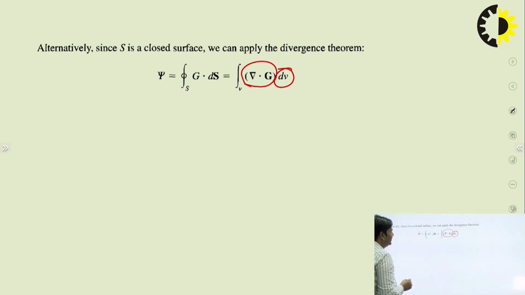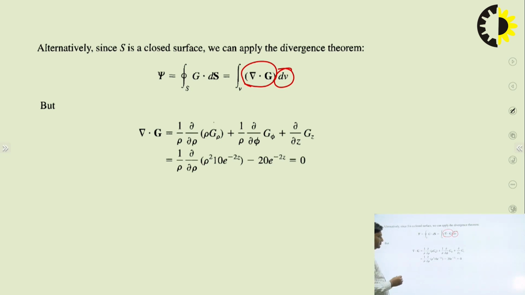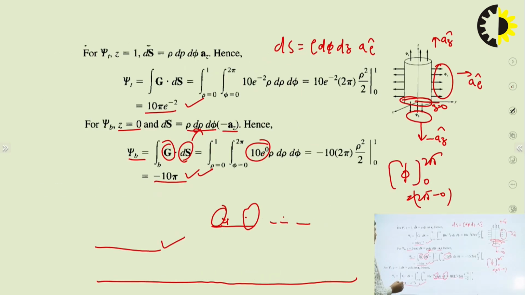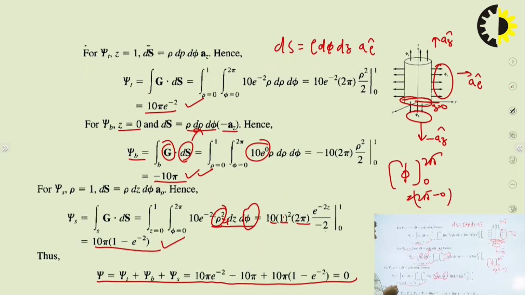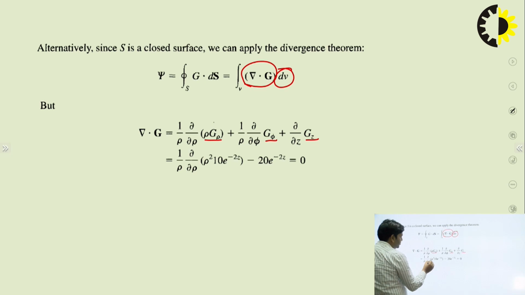So first we calculate the divergence of that particular vector. Divergence in the cylindrical coordinate system is defined as 1 by rho del over del rho of rho D rho, plus 1 by rho del over del phi of D phi, plus del over del z of D z. So 1 by rho del over del rho of rho times D rho. So what is D rho? D rho is defined as 10 e to the power minus 2z into rho, and rho is also multiplying that particular scalar field.